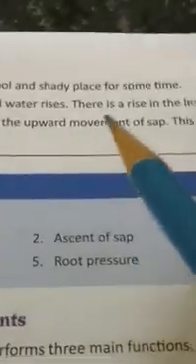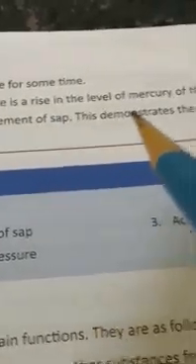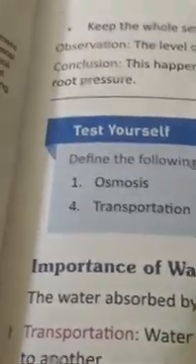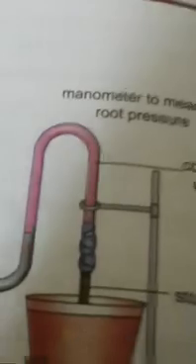We observe that the level of colored water rises. There is a rise in the level of mercury in the manometer. So this happens due to upward movement of sap. This demonstrates the phenomenon of root pressure. So why does the water rise up in this?